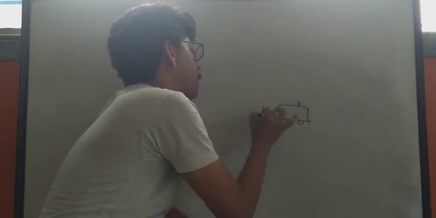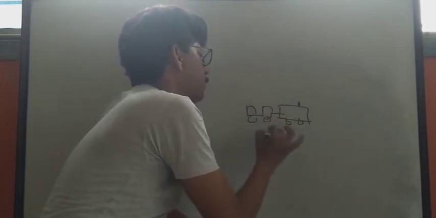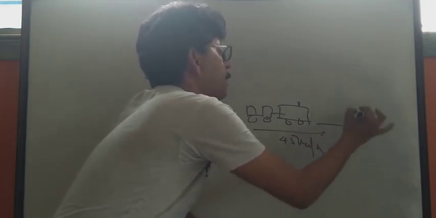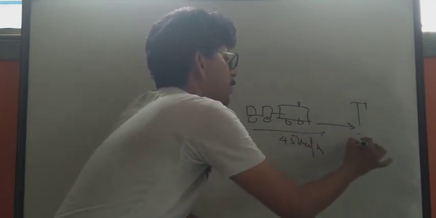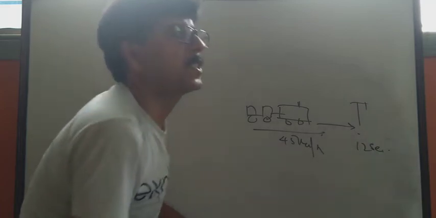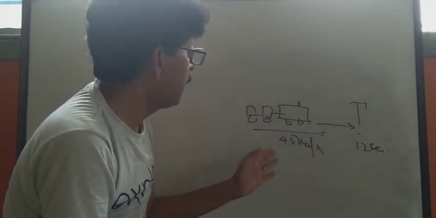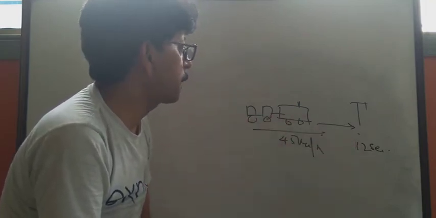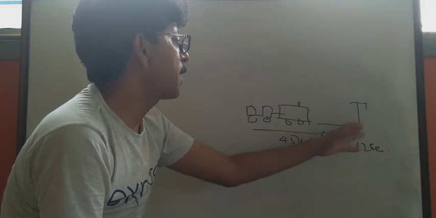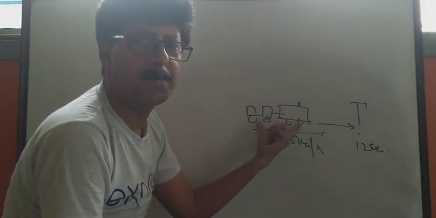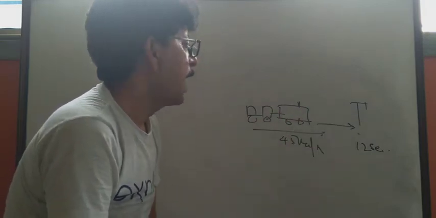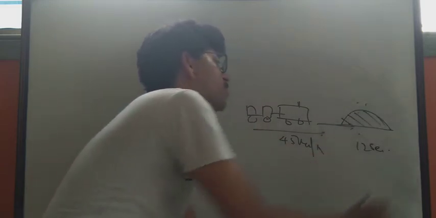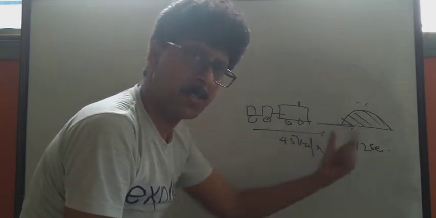Like, say a train moving at a speed of 45 km per hour crosses a man or telegraph post in 12 seconds. Then what is the length of the train? Crossing a telegraph post means crossing its own length, so the distance is the length of the train. And if it is not a telegraph post but some bridge, then what will be the distance? Distance is equal to the length of the train plus the length of the bridge.